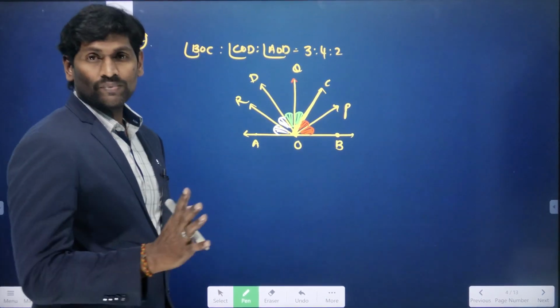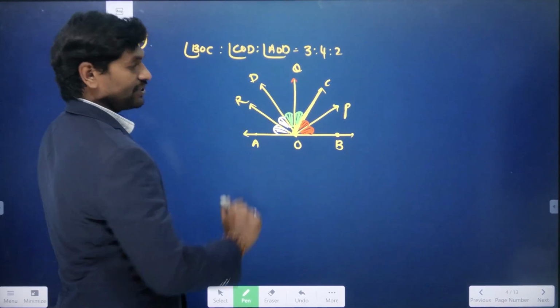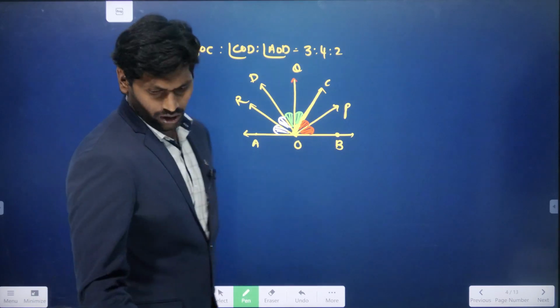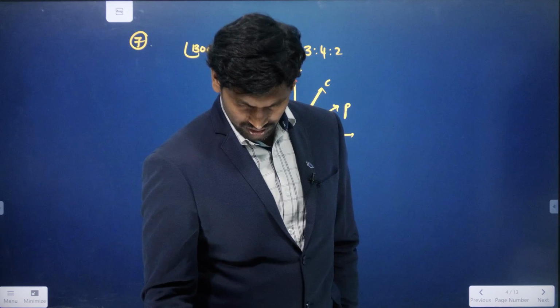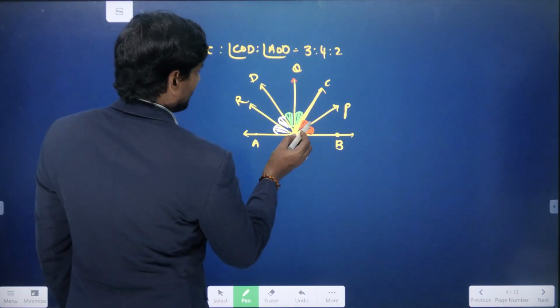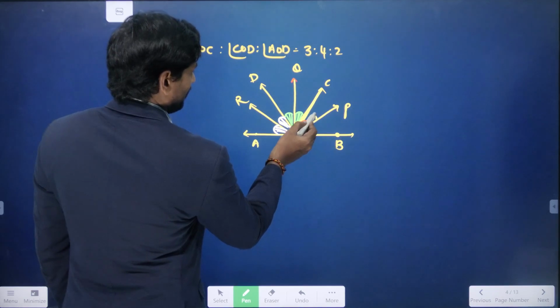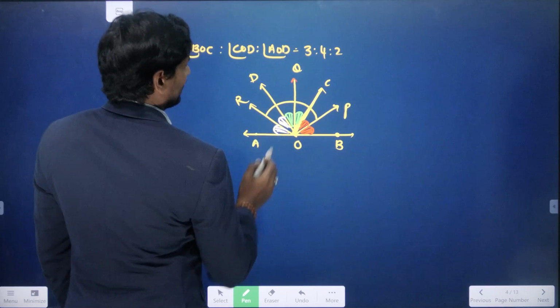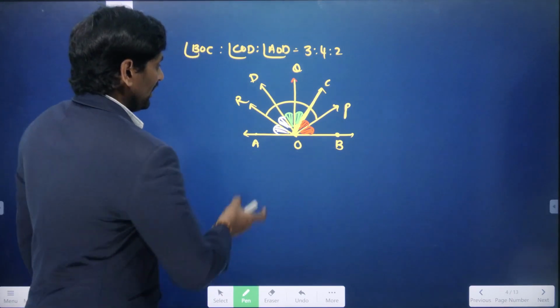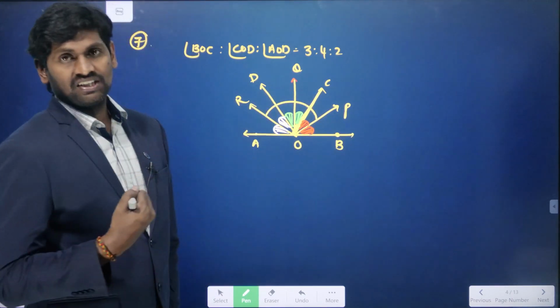Okay. So from the figure you need to identify the differences between them. Now we need to find out the angle POR. POR means here to here. This angle we need to find. Okay, so let us take angle AOB.